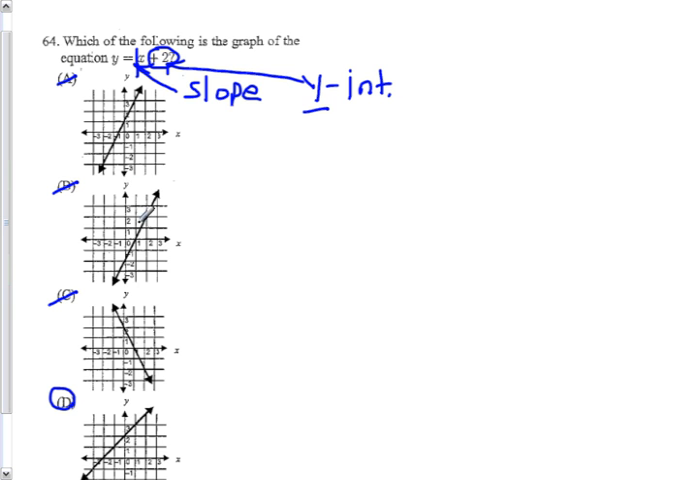In this case, we were able to use a little bit of reasoning and understanding of the parts of the equation when it is in slope-intercept form to come up with D as the answer.